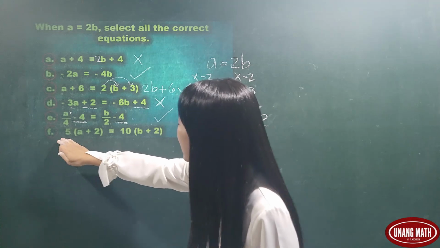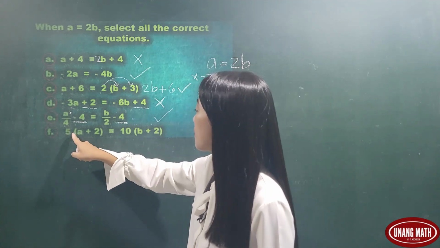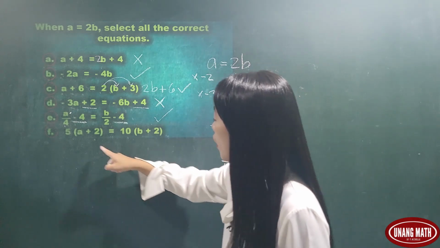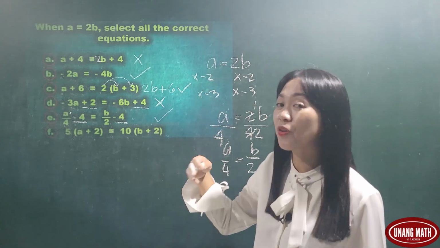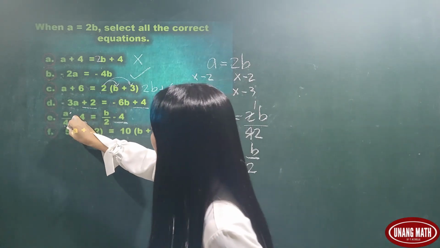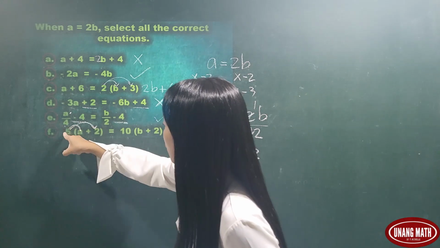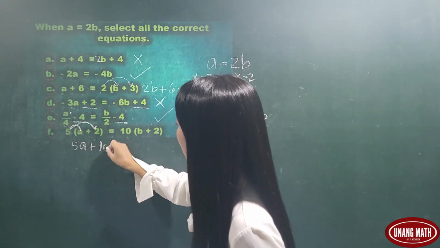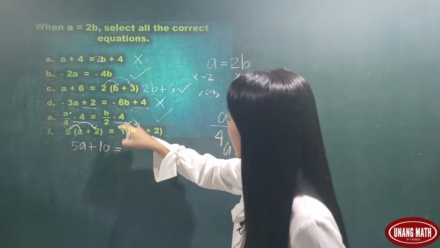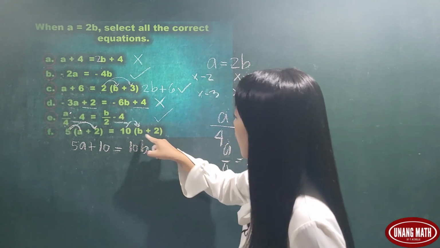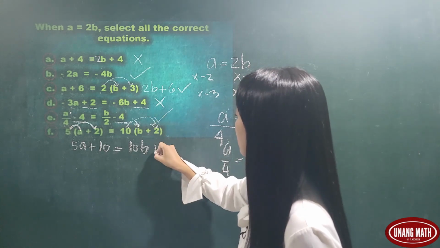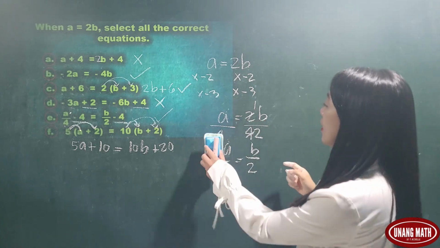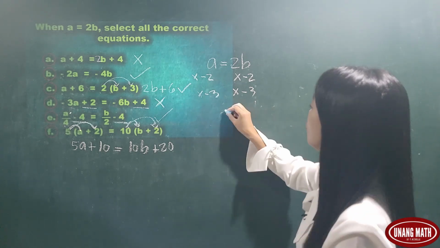Okay, let's move on to this last equation. 5 times A plus 2 is equal to 10 times B plus 2. Okay, we have to remove this parenthesis so we can compare easily. We can do that using distributive property. So 5 times A is 5A plus 5 times 2 is 10. So equals 10 times B is 10B. 10 times 2 is 20. So plus 20. Okay, remember A is equal to 2B.